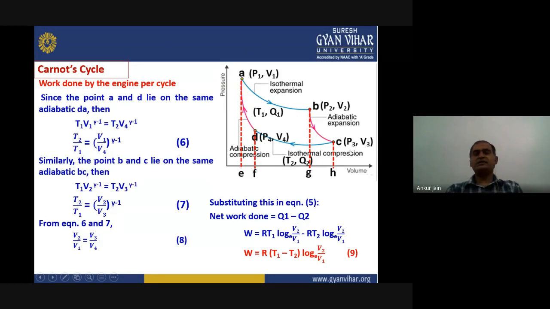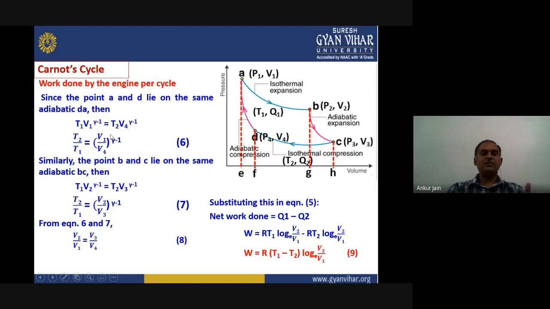Right now we will consider curve BC. It is again an adiabatic process, so we can use the same equation, but here the terms are different. Here the temperature is T1, the volume is V2, so we can write T1 V2 to the power gamma minus 1. Here the temperature is T2 and the volume is V3, so we can write T2 V3 to the power gamma minus 1. If we rearrange it in the same way as we have done here, it will give T2 upon T1 equals V2 upon V3 to the power gamma minus 1. That is our equation number 7. If we compare these two equations, since the left hand side is the same for each equation, the right hand side should also be equal.